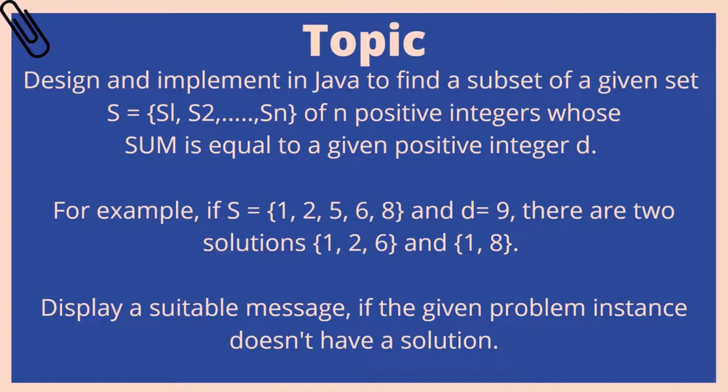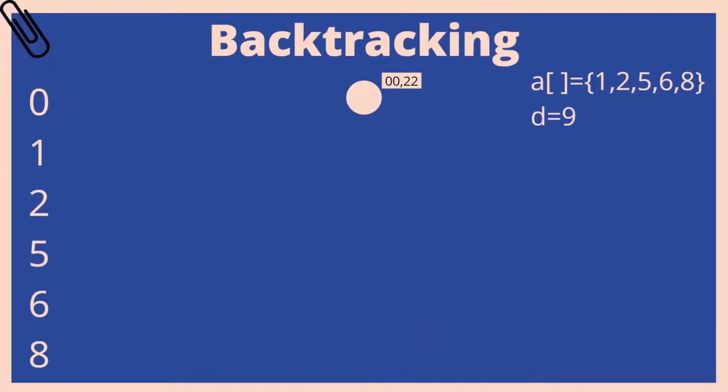So let us take an example. If S is equal to 1, 2, 5, 6 and 8 and d is 9. So there are two solutions for this set, that is 1, 2 and 6, as 6 plus 2 plus 1 is 9, and also 1 plus 8, that is also 9. So as we can see, our set, that is array A, is 1, 2, 5, 6 and 8 and d is 9.